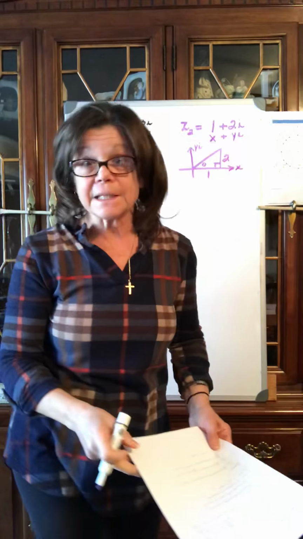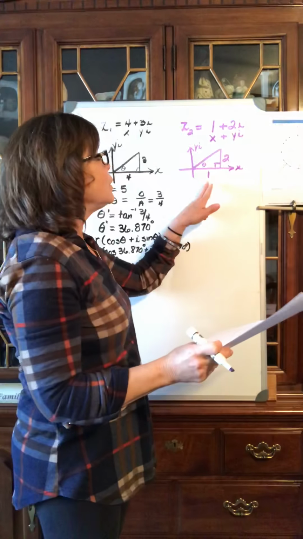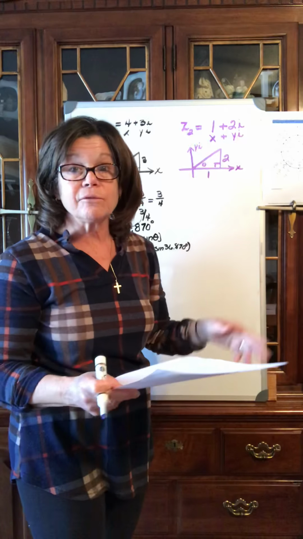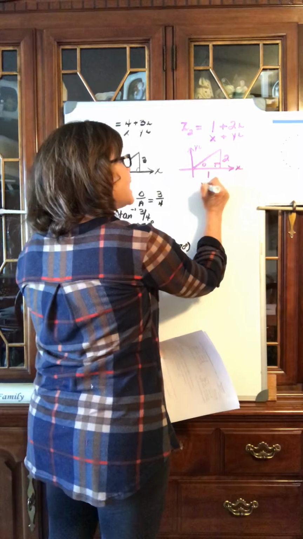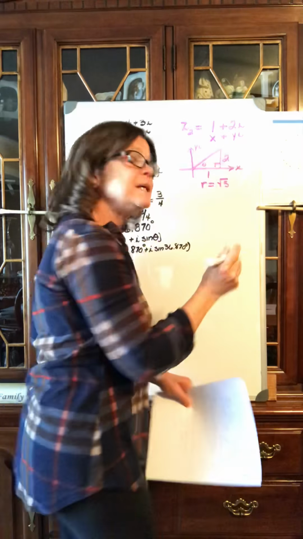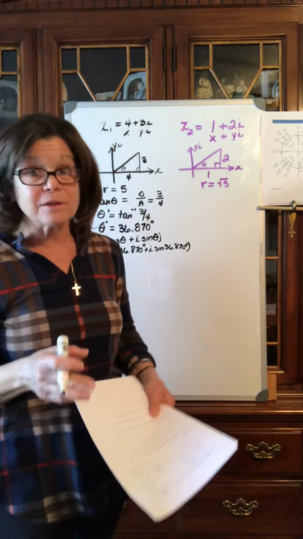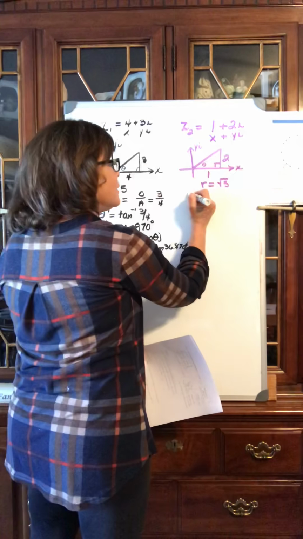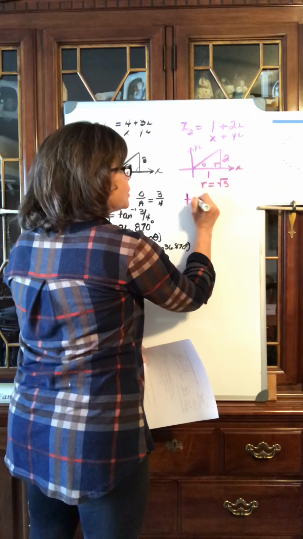You have to find the hypotenuse, use the Pythagorean theorem. 1 squared is 1, 2 squared is 4. When you add those together, you get 5. So the r, the hypotenuse of this, would be the square root of 5. Probably some of you are going to have to actually write out the Pythagorean theorem to do that, but please do that. Now you have to find your angle theta using the tangent function.